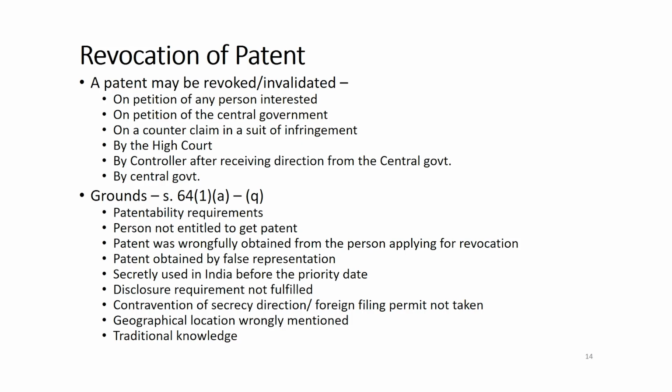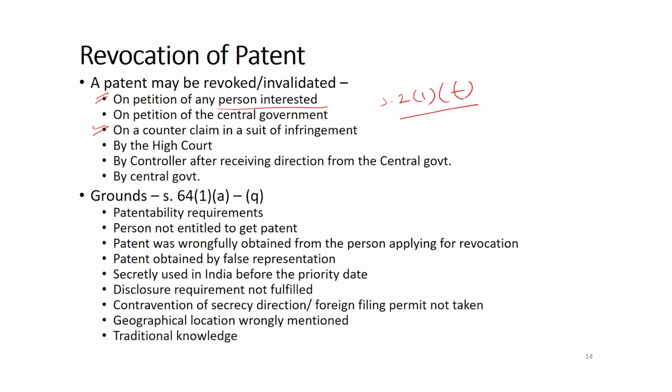We'll see how. Revocation of patent can be done on a petition by a person interested. I have already explained: a person who is working in the same field to which the invention relates, Section 2(1)(t) I have been mentioning. So a person interested makes a petition. This is one method. There are many methods I have listed, you can see. Patent may be revoked on a petition of any person interested. Patent may be revoked on a petition of the central government. The third is something which I have already explained.